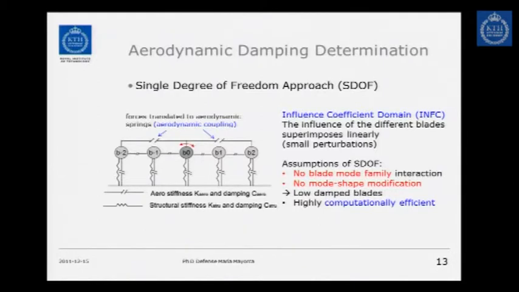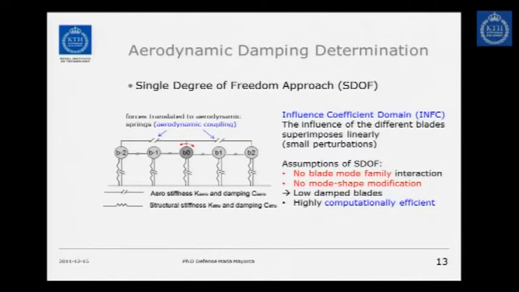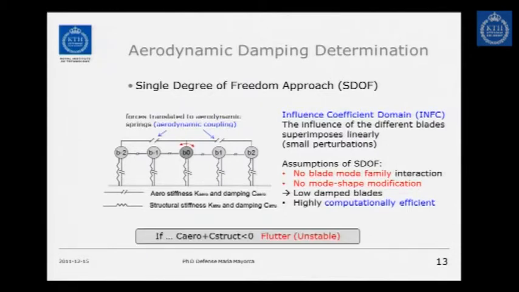And we call this system that we work in the influence coefficient domain. So we say that the influence of different blades can superpose linearly. And this is valid for small perturbations. There are some assumptions here: we do this only when the blades vibrate in a specific mode, we assume no blade mode family interaction, and we assume the mode shapes don't change. So this is most often the case where we have low damped blades, and it's a very computationally efficient method. So then if we solve this dynamic system with aero coupling, we can get an aerodynamic damping here. If this damping becomes negative, we have a flutter risk when the structural damping that comes from friction is not high enough, such that the sum of these two is less than 0.